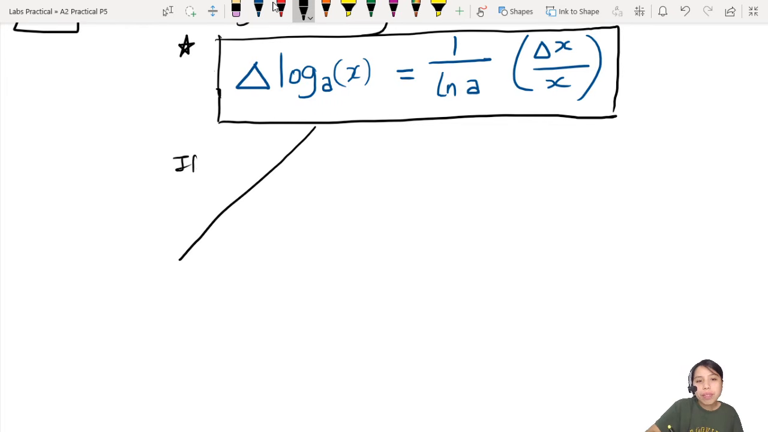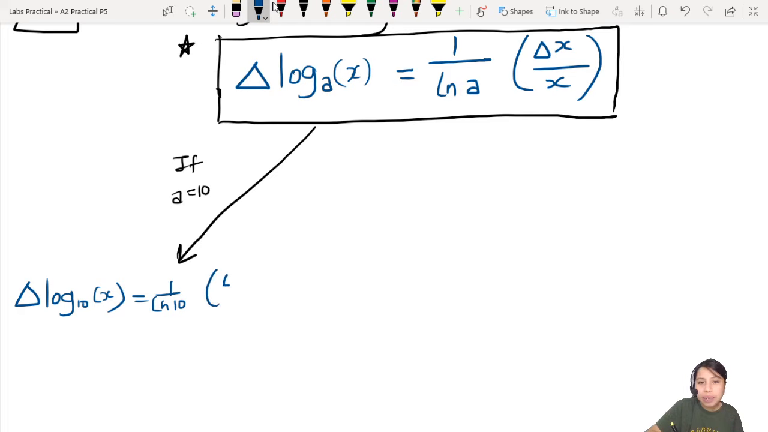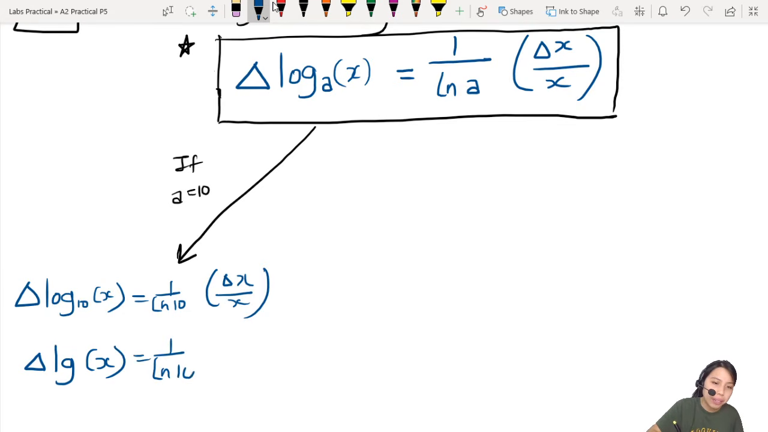There are two specific cases when you are doing logs. If your base is 10, then it becomes log 10 of x equals 1 over ln 10 times delta x over x. In other words, you can just shorten and say lg x equals 1 over natural log 10, which is a constant, times delta x over x. Ta-da! So that is how you can calculate the first one.